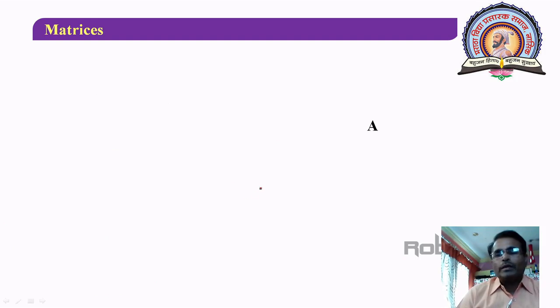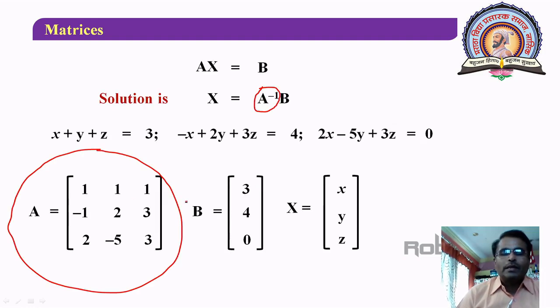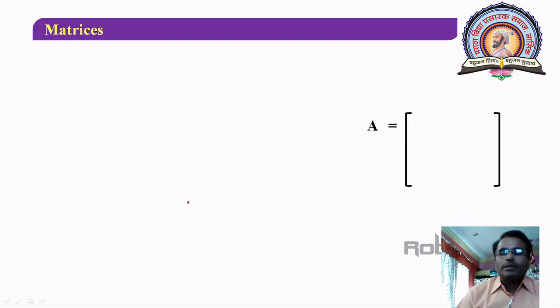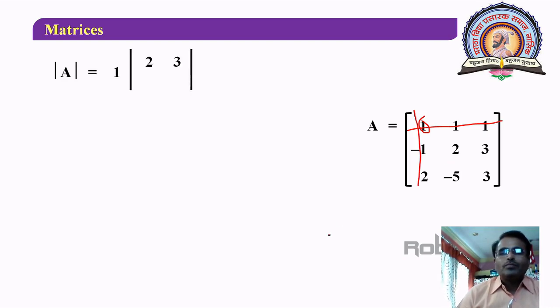To find the inverse of a matrix, first we have to check whether it is invertible or not. For that we consider the matrix A, which we have seen just previously. Our first job is to check whether it is invertible, that is, to check its determinant. So let us see what the determinant is. Determinant of A is equal to 1 into, eliminating this row and this column, the determinant of 2 3, minus 5 3. So 2 3, minus 5 3 comes here.